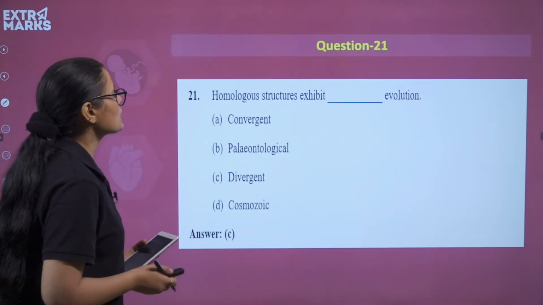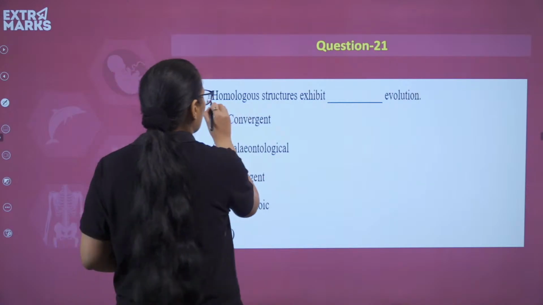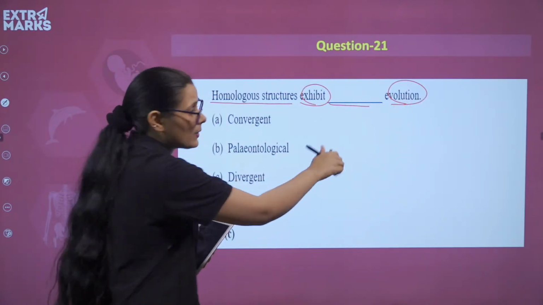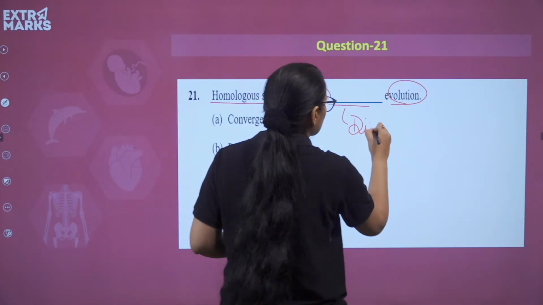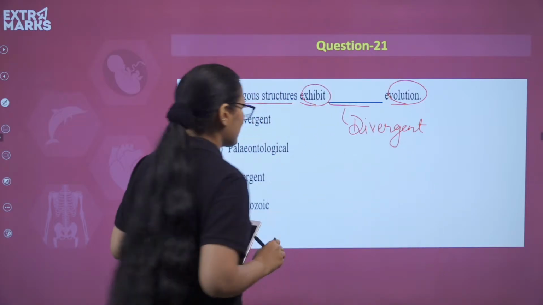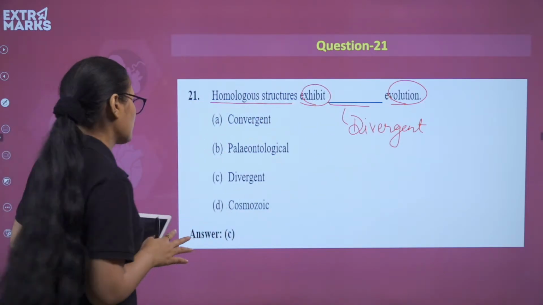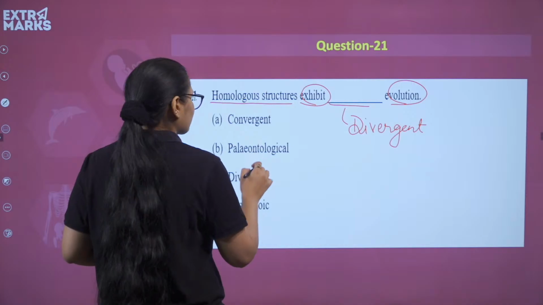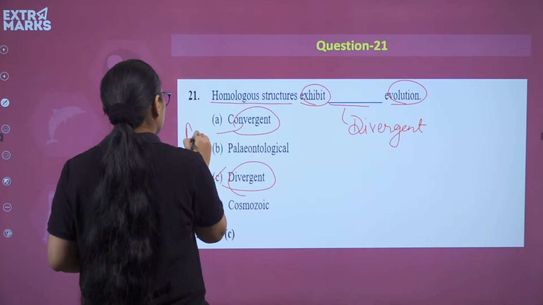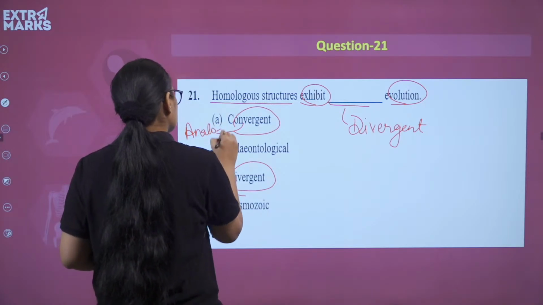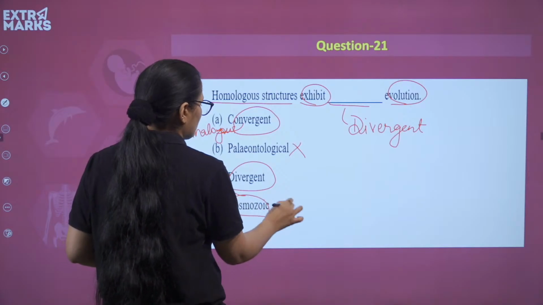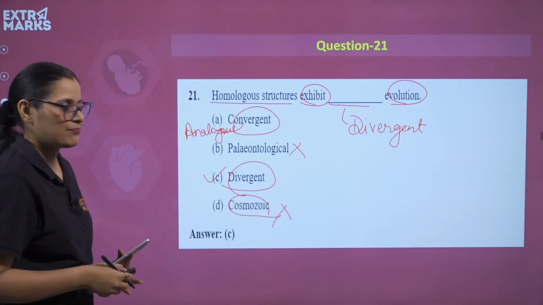The next question is question number 21 that says homologous structures exhibit dash evolution. So this we have just covered, that it exhibits divergent evolution, whereas analogous structures exhibit convergent evolution. So the answer is option number C, divergent. Convergent is exhibited by analogous structures. Paleontological evolution and cosmonic evolution is not correct.